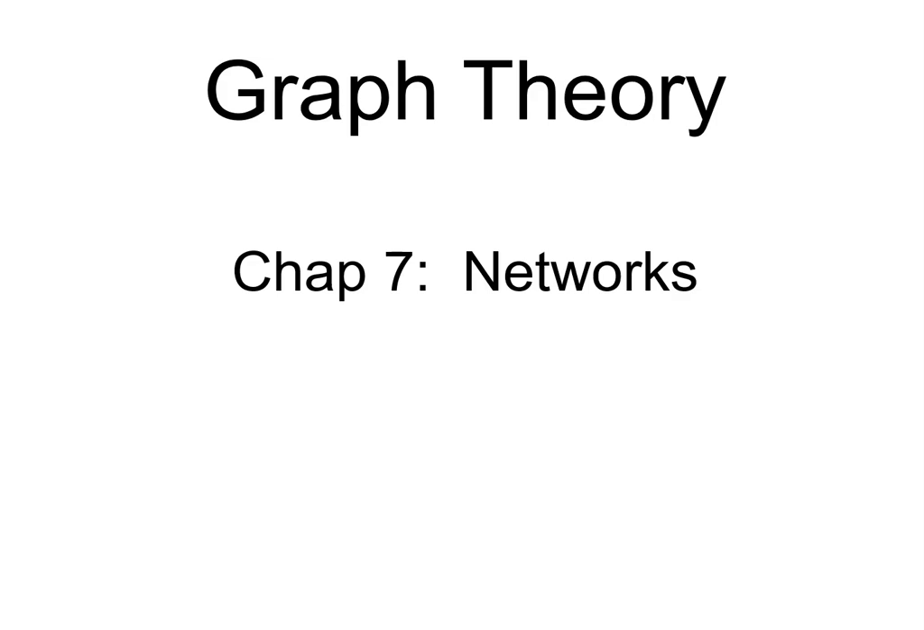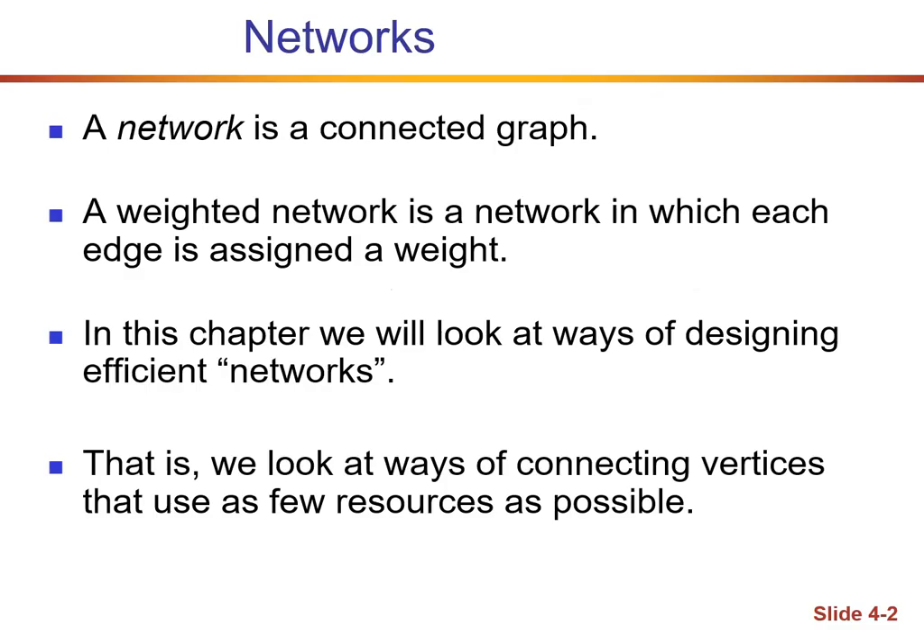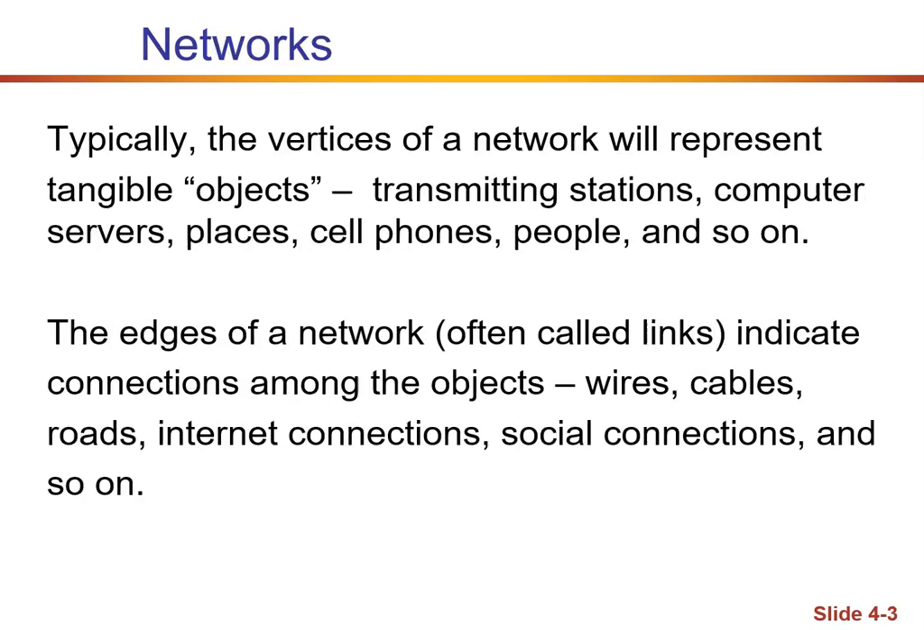Lindsay. Today we're going to continue graph theory and we're talking about chapter 7 again. This is in Tannenbaum, the very first part of our book, and regarding networks. Okay, so what is a network? It's a connected graph. It is also weighted, a weighted network in which each edge again is assigned a weight. And in this unit we're going to look at ways of designing efficient networks. And again, that is, we are looking at ways of connecting vertices that use as few resources as possible.